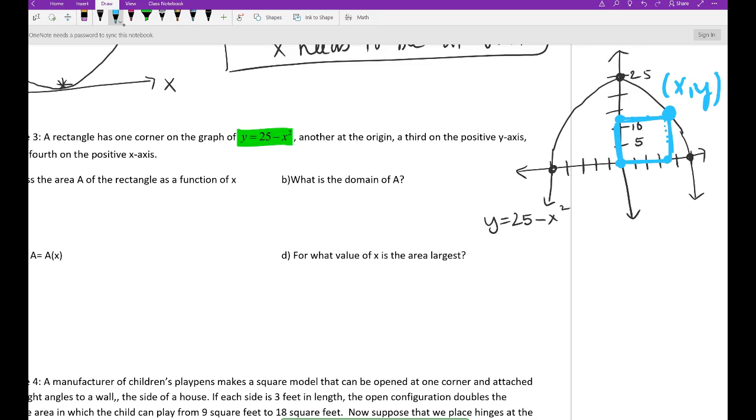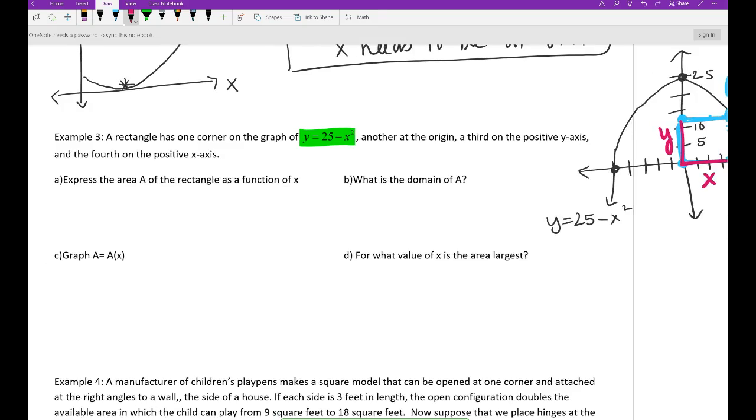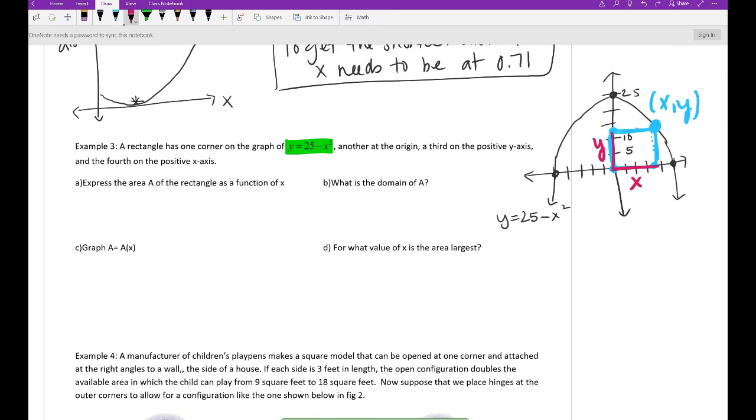Great. If it's x comma y, do we know how long the base is? How long's the base? X. It's unknown. What's the height? Y. It's unknown. And then someone said, the area of any rectangle is base times height. In this case, it's just length times width. In this case, it's just x times y. But it says, hey, don't use y, just use x. So now what?